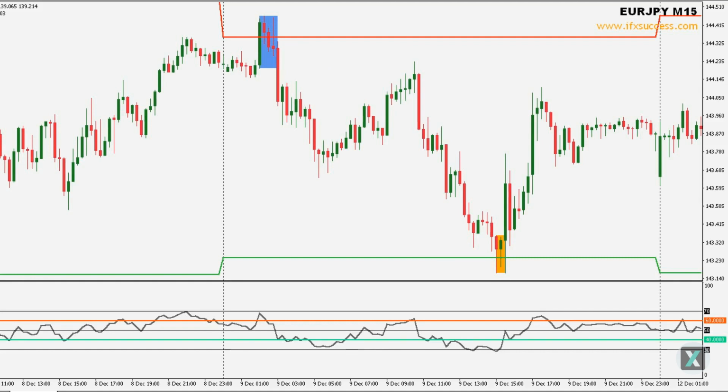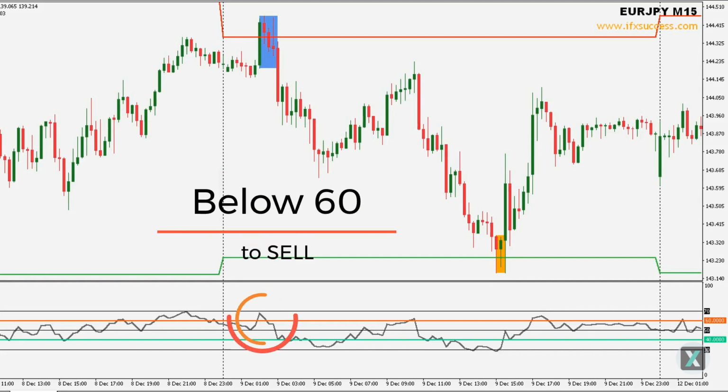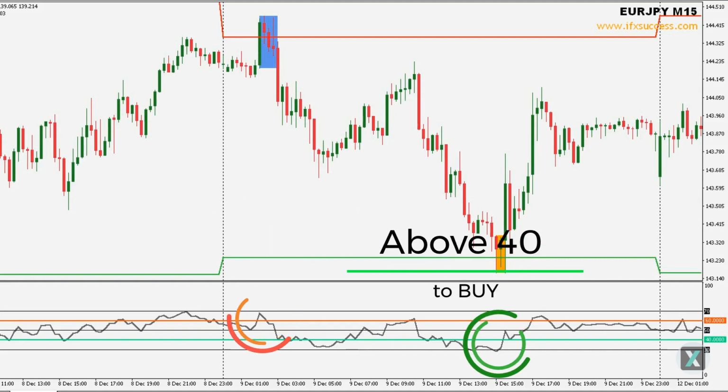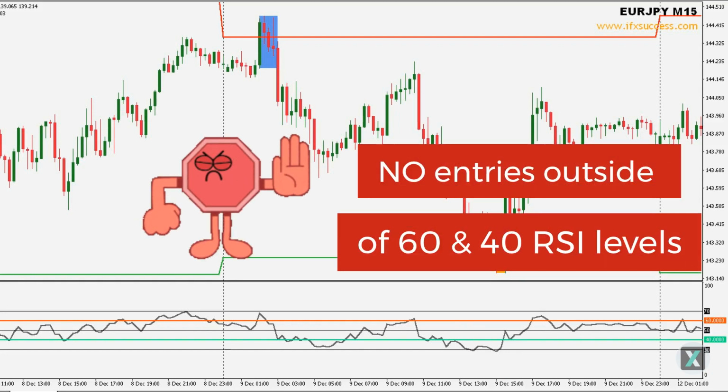There are a couple of other things you must keep in mind. If you look at the RSI at the bottom, make sure the line is below 60 level to sell and above 40 level to buy. Seriously, this works great. I have noticed when the RSI is outside of those levels, the entry could be risky.